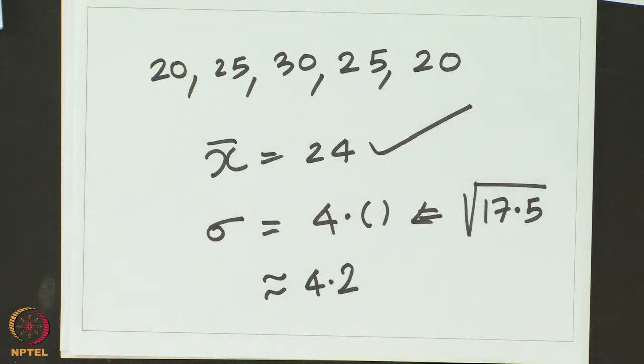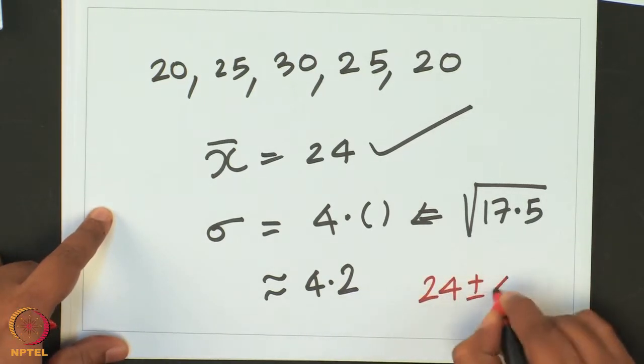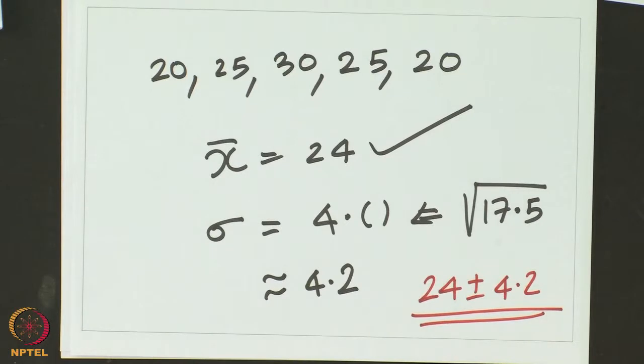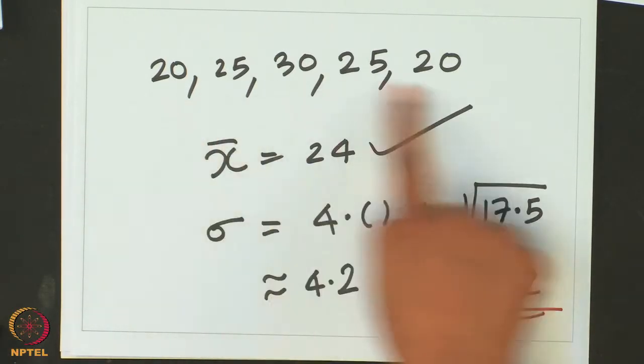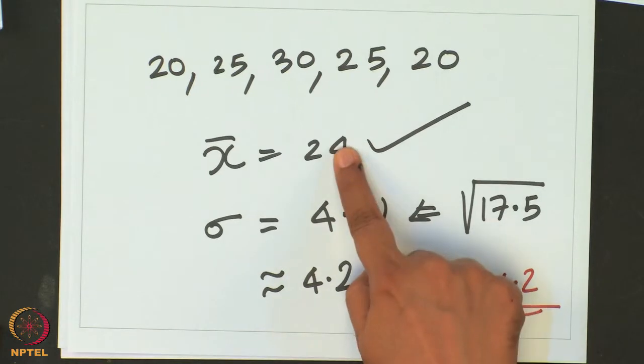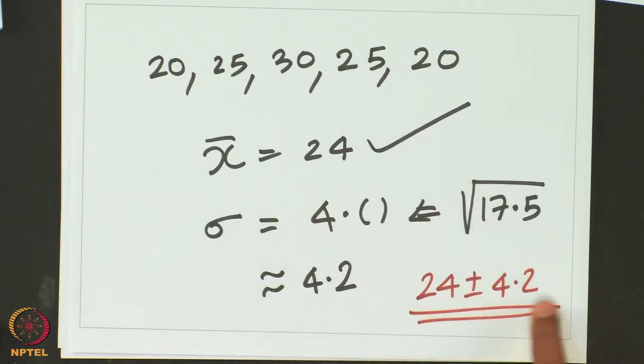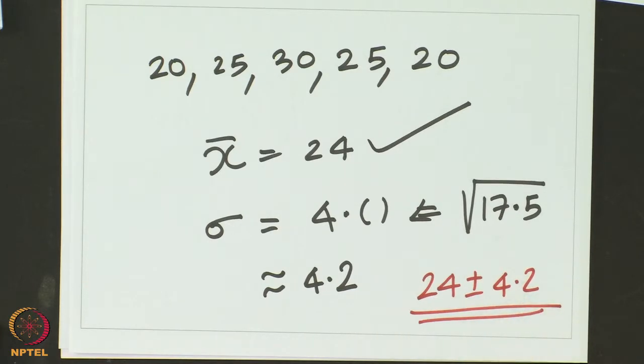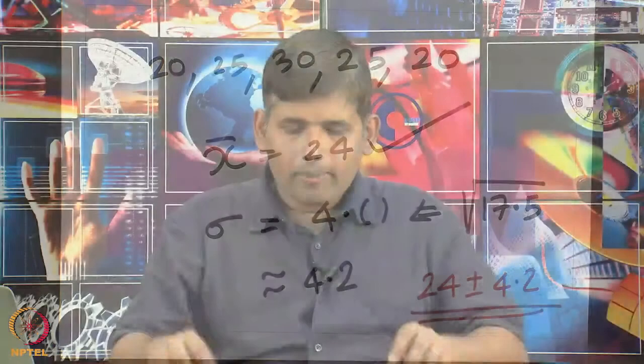So a typical number here, I would write as 24 plus or minus 4.2. This is just for an example. Instead of conveying all these numbers, I could just convey two numbers, 24 plus or minus 4.2. So there are two numbers, the mean and the standard deviation, and we could convey data sets by these two numbers.